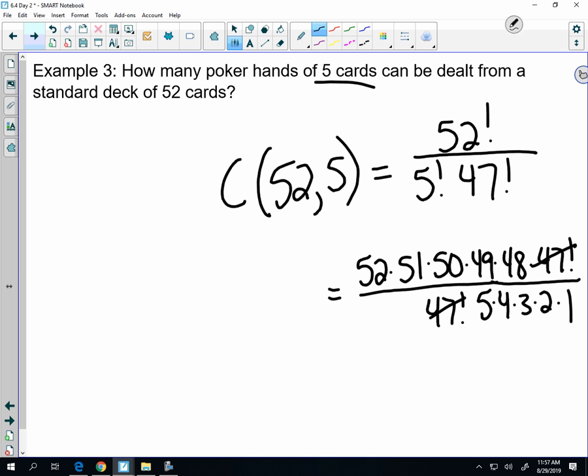But you can just do the top and do the bottom and type it on your calculator, and it's a whole lot. It's like 2,598,960. Sorry, I read my calculator wrong. Which is why getting a really good hand in poker with just 5 cards is a pretty rare chance of that happening, okay? But that's how many different hands there are.